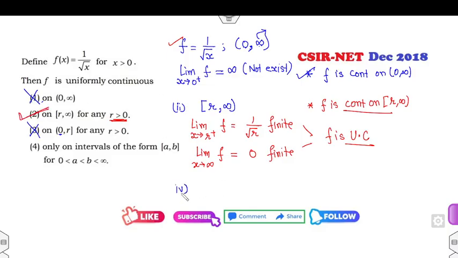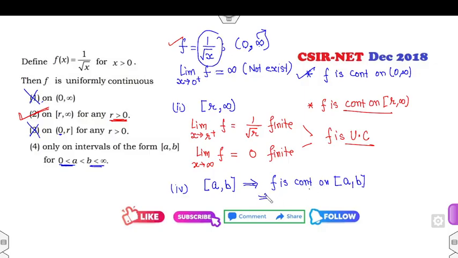Look at the last option. The interval a comma b, where a is strictly greater than 0 and b is strictly less than infinity. Clearly f is continuous because now it's a closed interval, so your target is to check only the continuity. Now f is 1 by root x. It's continuous. That means f is uniformly continuous also. But you can see they are talking about only on that interval. That's wrong because we got the interval as r comma infinity. So B is the right answer. This option is cancelled because of the word only.